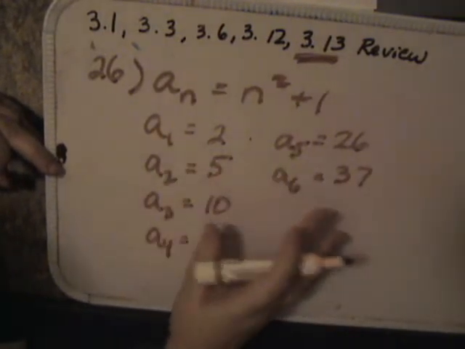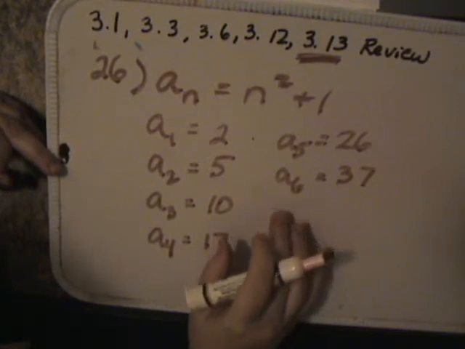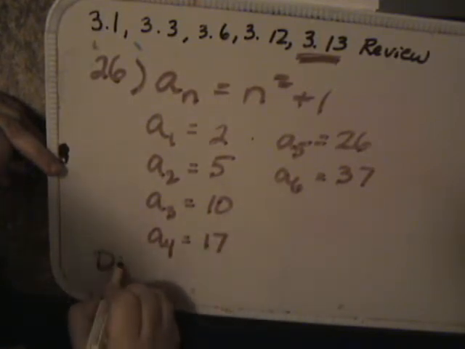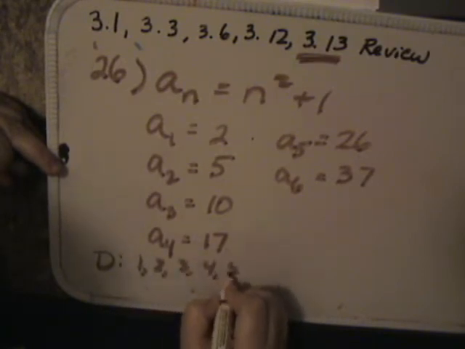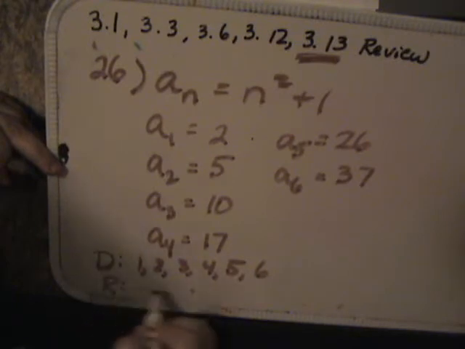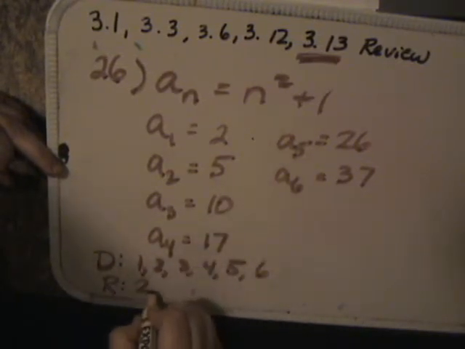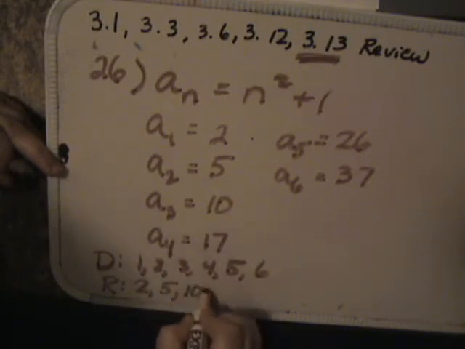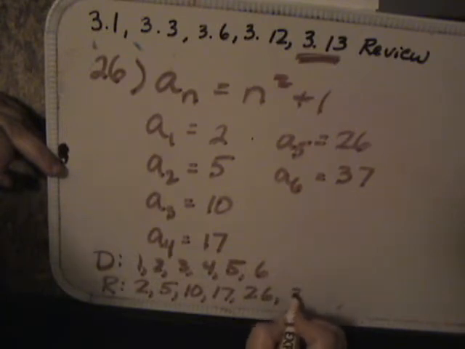Feel free to write these out. I'm just not writing it out because I don't have quite enough room. The domain in this problem is 1, 2, 3, 4, 5, 6. And then the range is going to be all of my answers, because that's my output: 2, 5, 10, 17, 26, and 37.